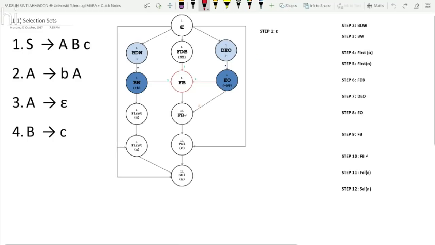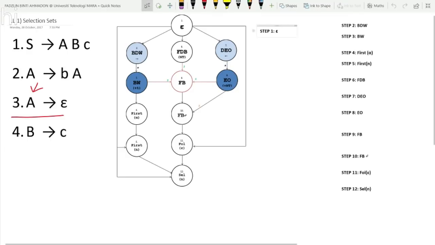Okay, let's go to the first step. The first step is to find nullable rules and nullable non-terminals of the grammar. Nullable means it can be derived to empty, or in this case, to epsilon. Therefore, nullable rules are rules that are derived to epsilon. In this grammar, the obvious nullable rule is Rule 3. Nullable non-terminals, meanwhile, are the non-terminals on the left side of the derivation arrow of the nullable rules. For Rule 3, it is A. Therefore, we can list out that the nullable rule is Rule 3 and the nullable non-terminal is A.